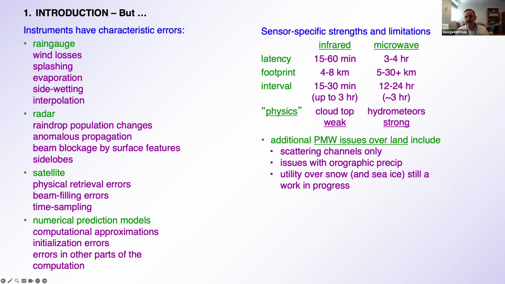Specifically for satellites, the infrared has weak physics, but really great sampling. The microwave has poorer sampling and better microphysics. Additionally, over land, we can't use the emission channels because the land is radiometrically warm and highly variable. There are issues with orographic because if you have, well, I don't need to talk about that in an ocean context, but suffice it to say, there are extra problems in mountain regions. And then the utility over snow and sea ice, in particular, for you, is still a work in progress.